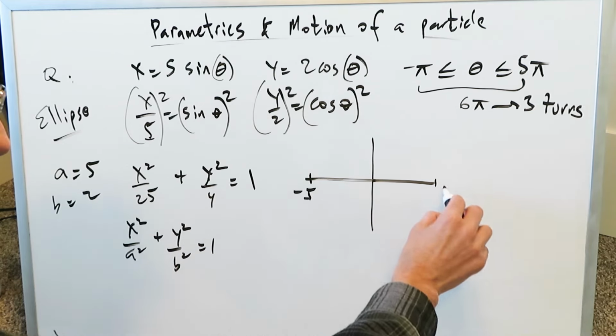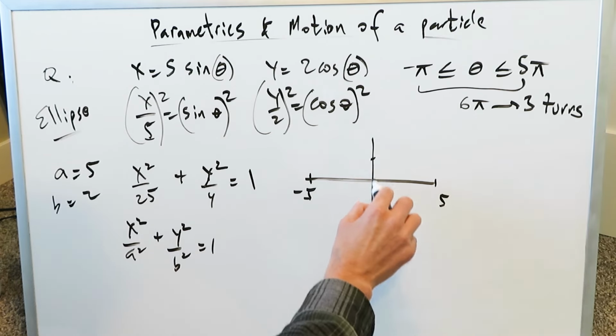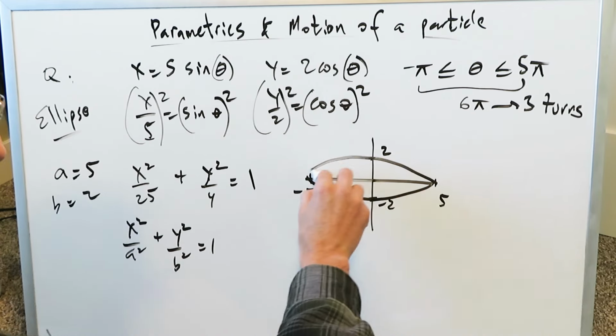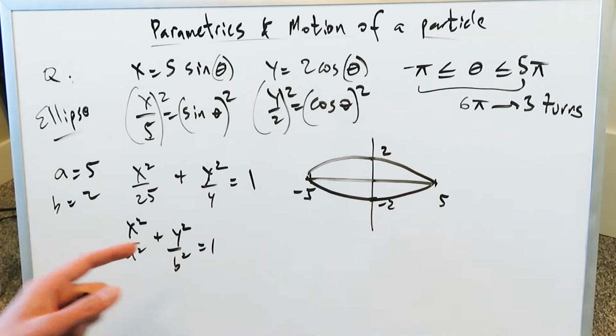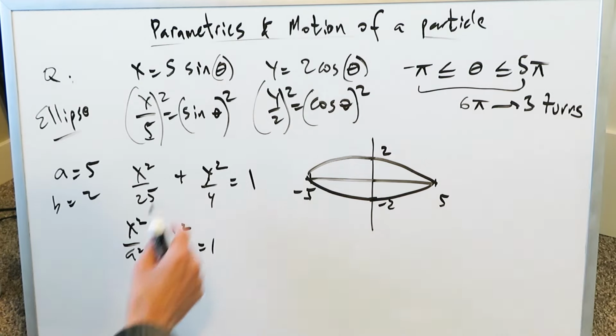Here's my vertex 1, here's my vertex 2 at 5. We have minor axis endpoints at 0 comma plus and minus 2. Connect these. We don't have to be too accurate here. Again, I'm saying that because we're just getting the orientation. Our main goal here is to describe the motion of the particle.